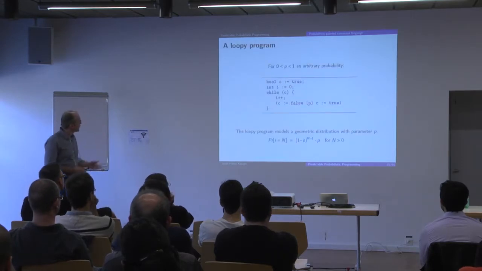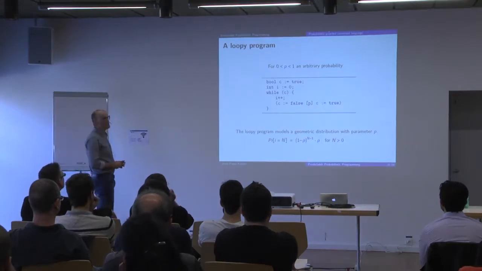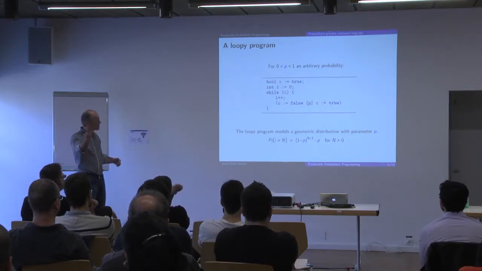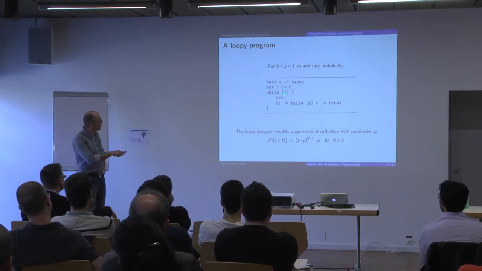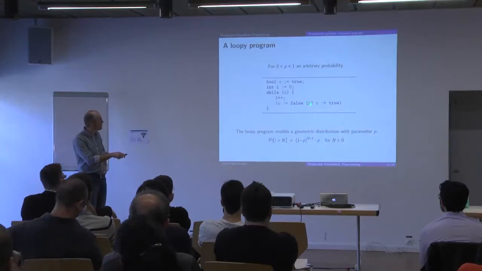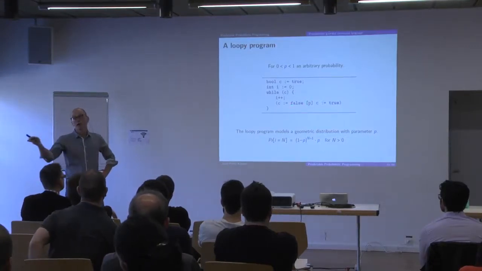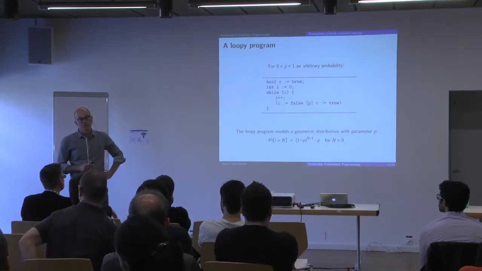So let's look at the loopy program. Let P be an arbitrary probability strictly between 0 and 1. What we're going to do is we just have a Boolean C that controls the termination of the loop, and you have a counter i. As long as C holds, you increase the counter, you flip this coin. With probability P, you set C to false, which means the program is going to terminate. With 1 minus P, the program takes another iteration.